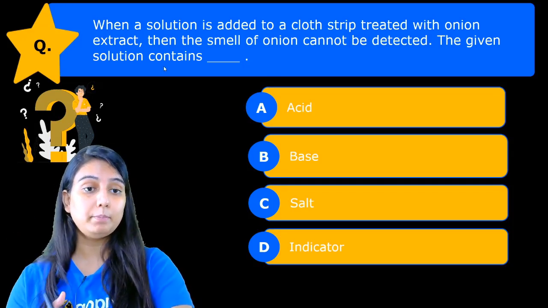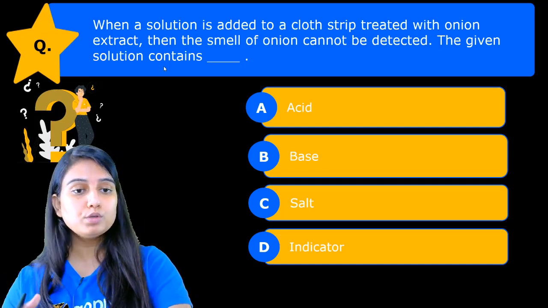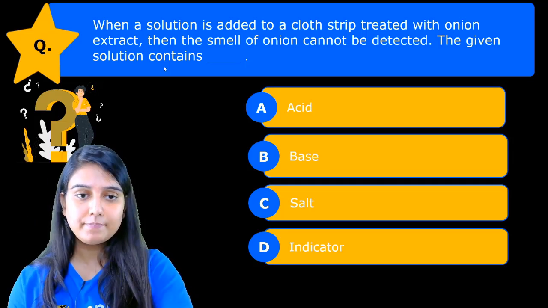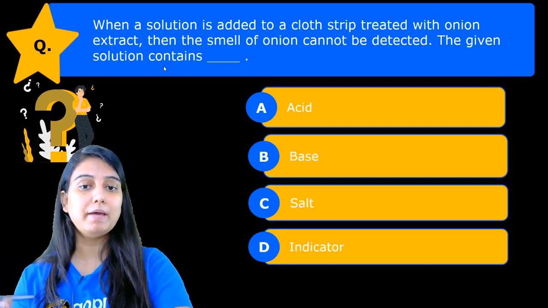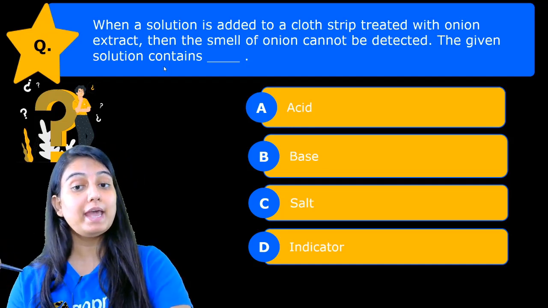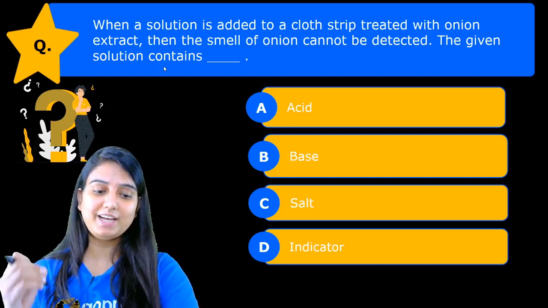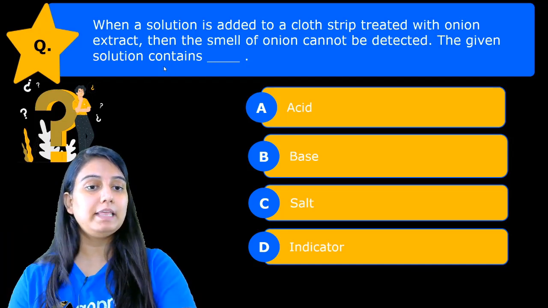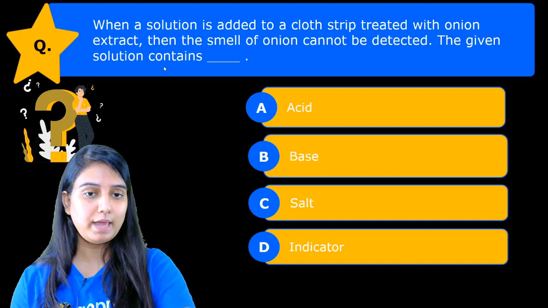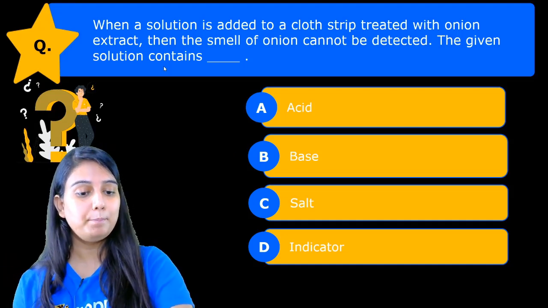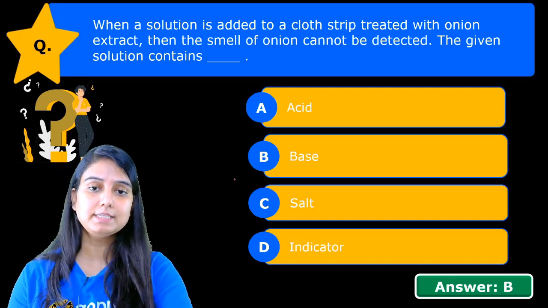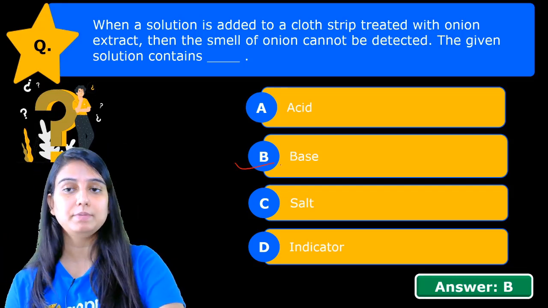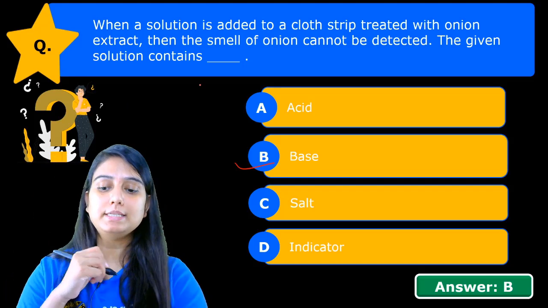So onion paste or juice loses its smell when added to a base, but its smell does not change when added to acid. So if there is loss in the smell when added to the base, the correct answer is option B, that is base. That means the solution contains base in it.